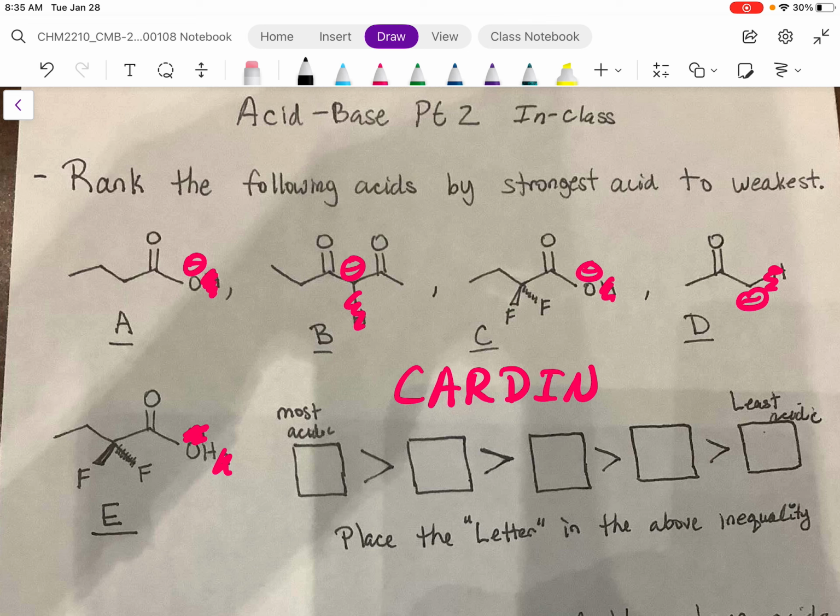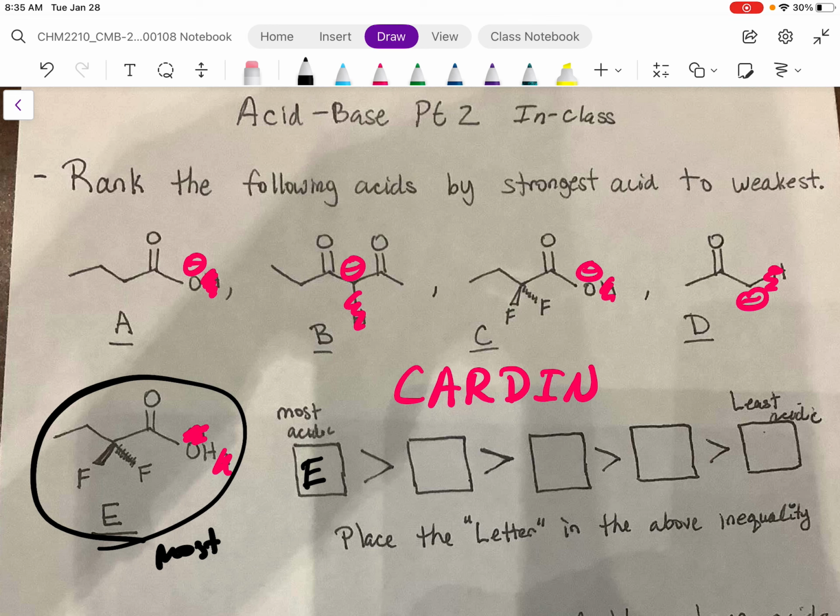So we are asking the question using the cardinal rule. Which of those conjugate bases is the most stable? And the cardinal rule says C for charge. So E has no charge, and A through D have charges. So that makes this conjugate base the most stable conjugate base, which makes its acid form the stronger acid. So the most acidic would be E, because its conjugate base is the most stable.